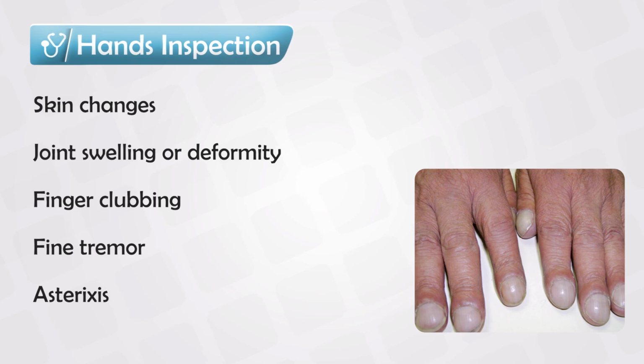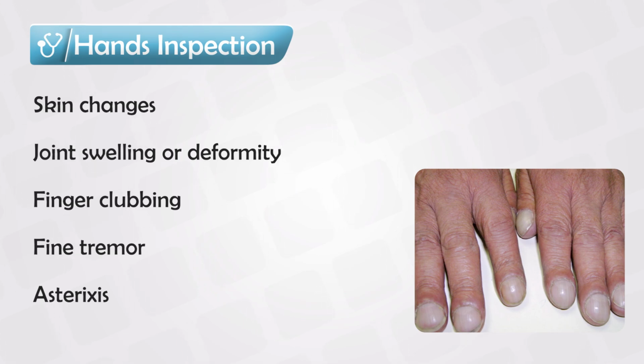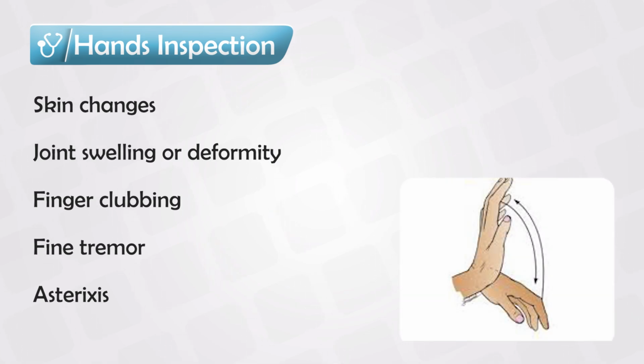The hands are very important in the cardiovascular and the respiratory system. Look for any skin changes, joint swellings or deformity of the joints, finger clubbing, which is very important, fine tremors, or osteoarthritis.